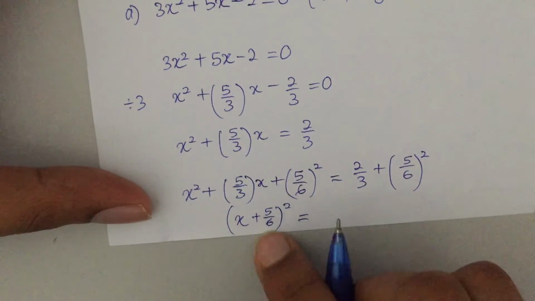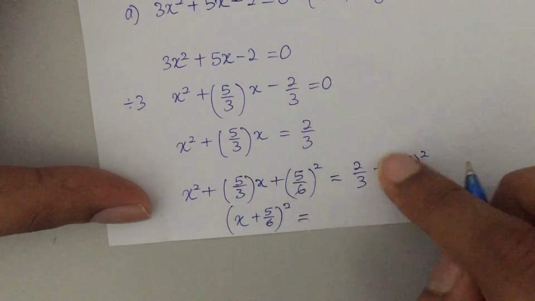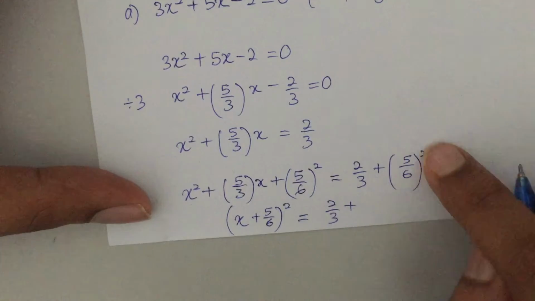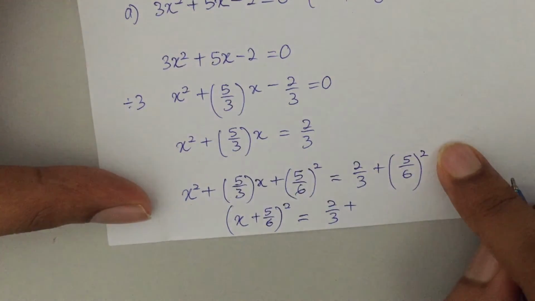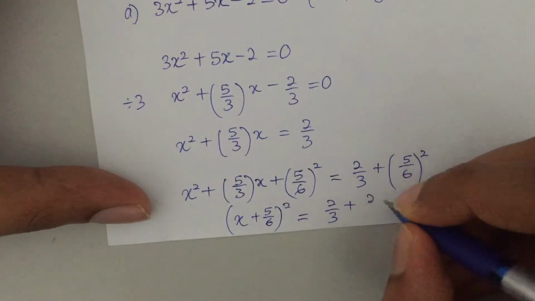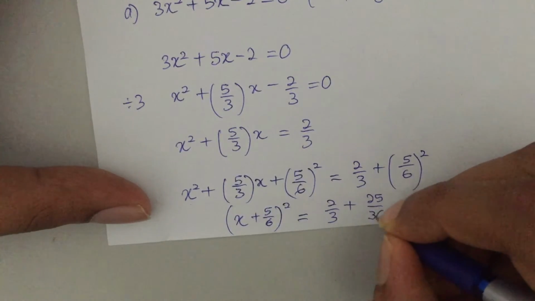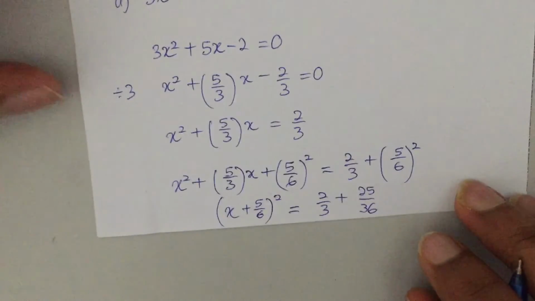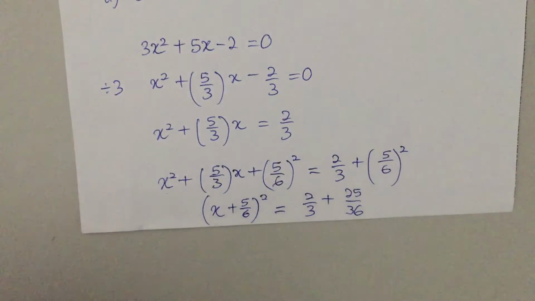So from here, x plus 5 over 6 squared is equal to 2 over 3, and then you plus 5 over 6 squared. So from here you get 25 over 36. Up until now, I hope you guys are okay. So let me just continue the working on another paper.